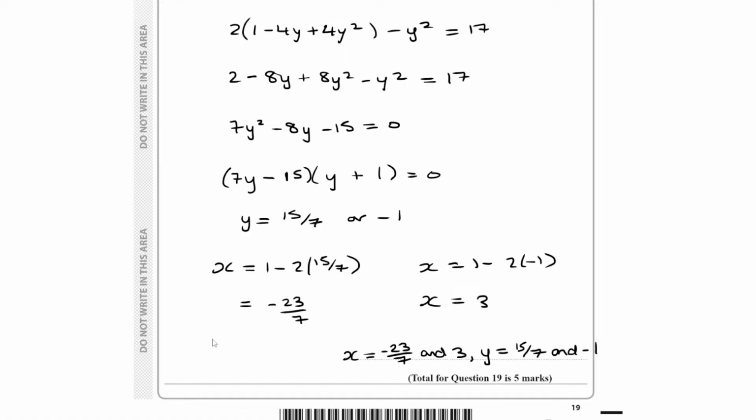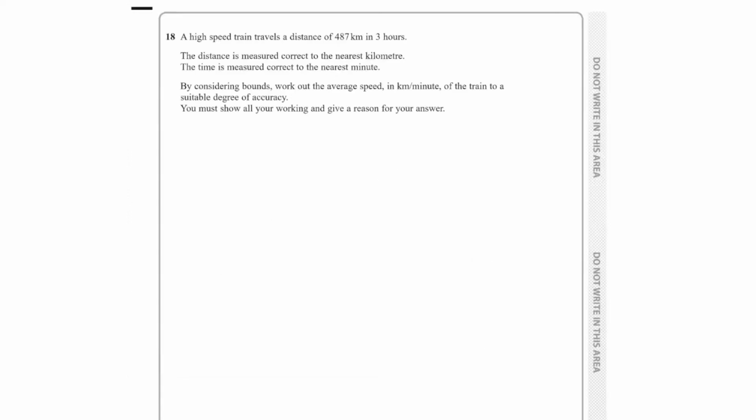So yeah, that's basically it. 5 marks. Quite a nice question, I think. That one was quite straightforward. You haven't got upper and lower bounds yet. You also haven't had speed, distance, time, so this is probably quite a good one to look at.